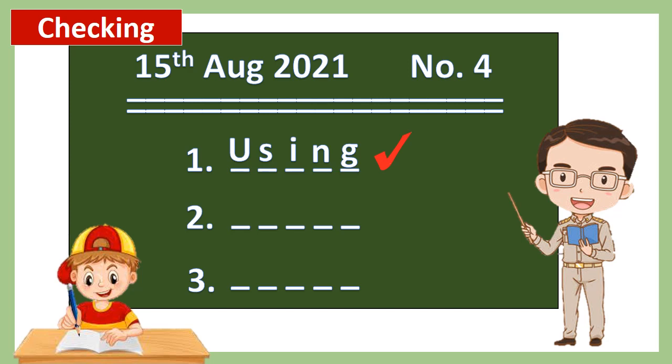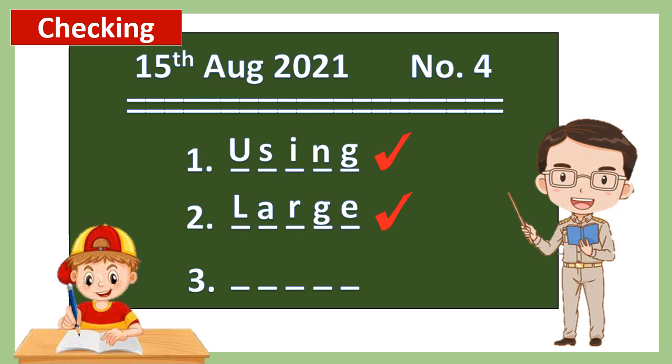What is the second word? The word is large. Very good. Now repeat after me 3 times. Large, large, large. Now let's spell the word large. L, A, R, G, E. Large. Good job. Now let's have our final word.